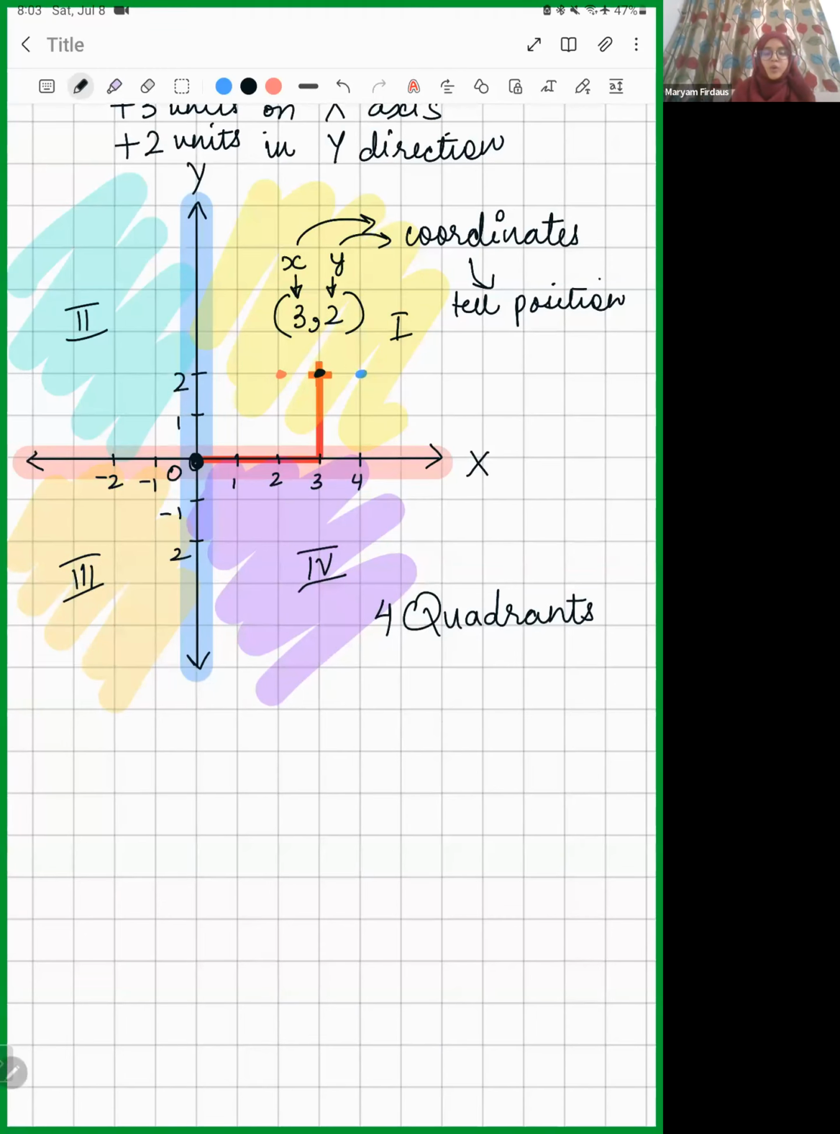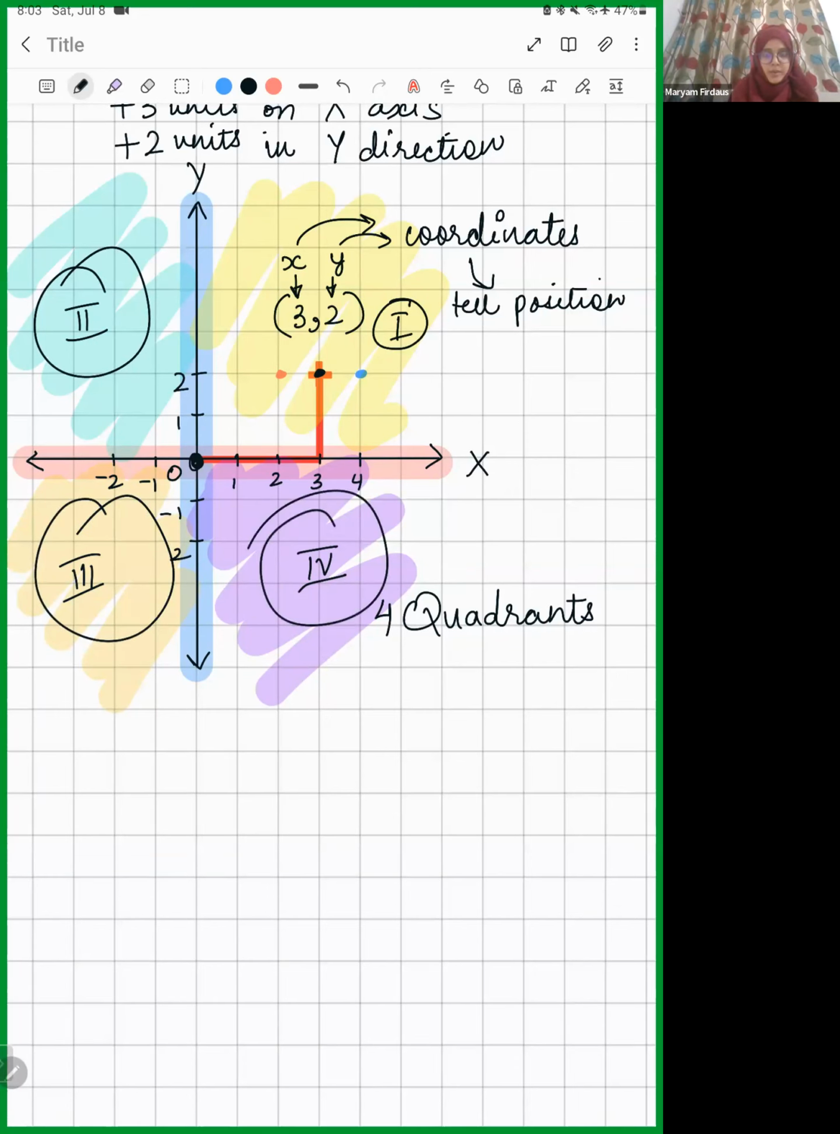So what all have we studied till now? There are 4 quadrants. Remember this is the first one. You start from this one, the top right one, and then you go anti-clockwise. This is the first one, this is the second one, this is the third one, and this is the fourth one.